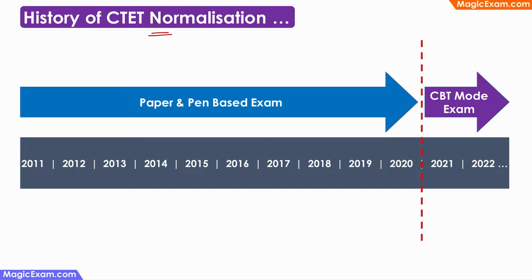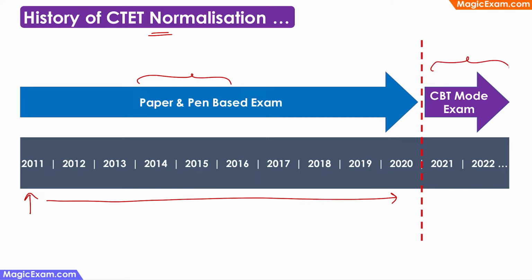The CTET examination was first conducted in 2011, and from 2011 all the way till December of 2021, the CTET was a pen and paper based old pattern exam. You would get a printed question paper and an optical mark recognition sheet, that is an OMR sheet, in which you had to shade and select the answers. From December 2021 onwards, CTET became a CBT mode exam, that is a computer based testing mode exam.